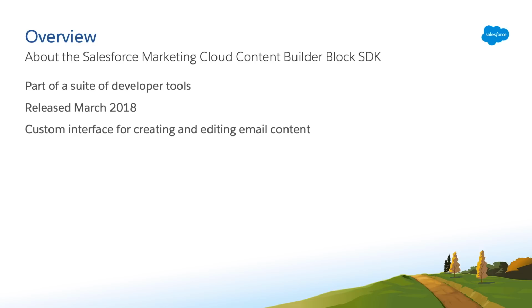I think it's important to understand firstly what the SDK is and what it's not. The SDK provides an interface for creating and editing email content. It doesn't render content when an email is previewed or sent. So in turn, your application needs to generate interpretable code for inclusion in the email, for example, HTML or even AMPscript.